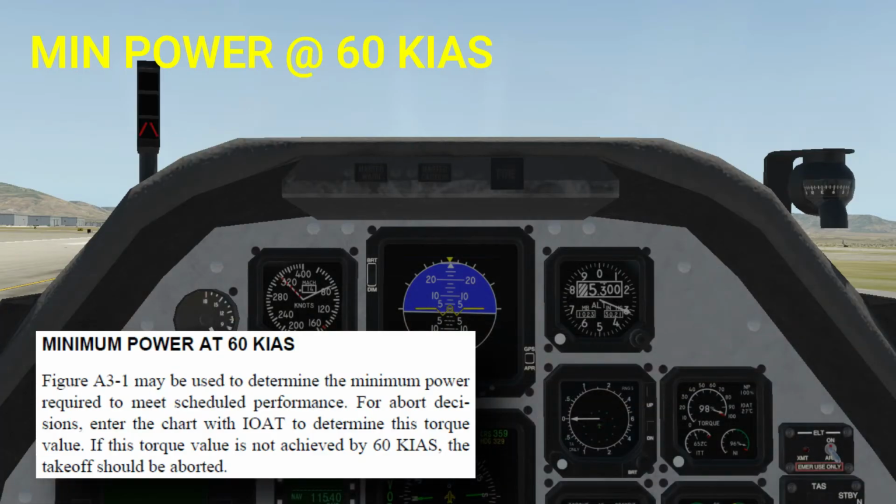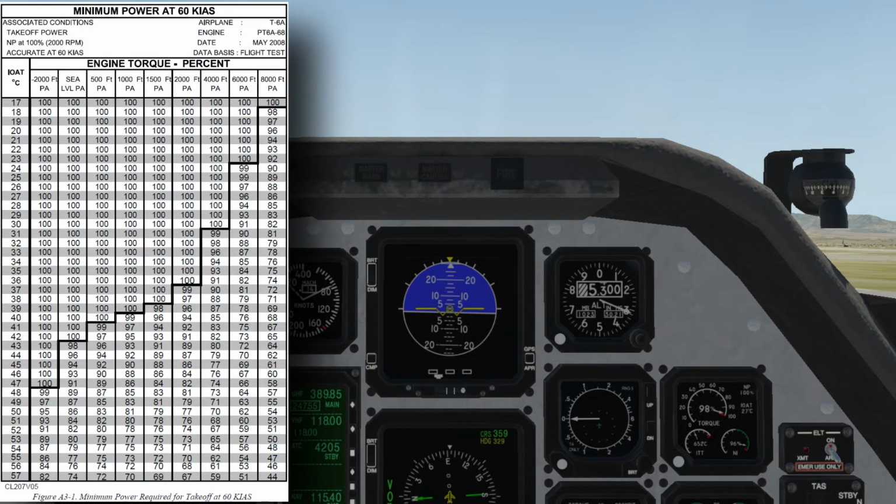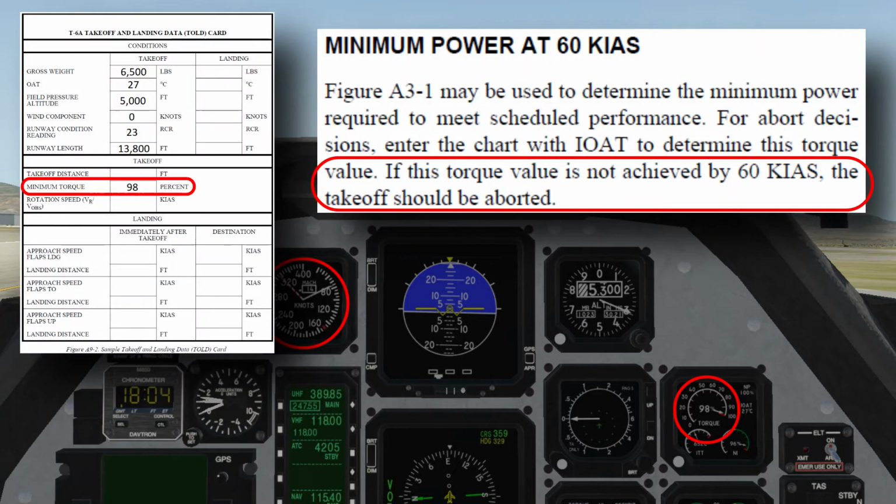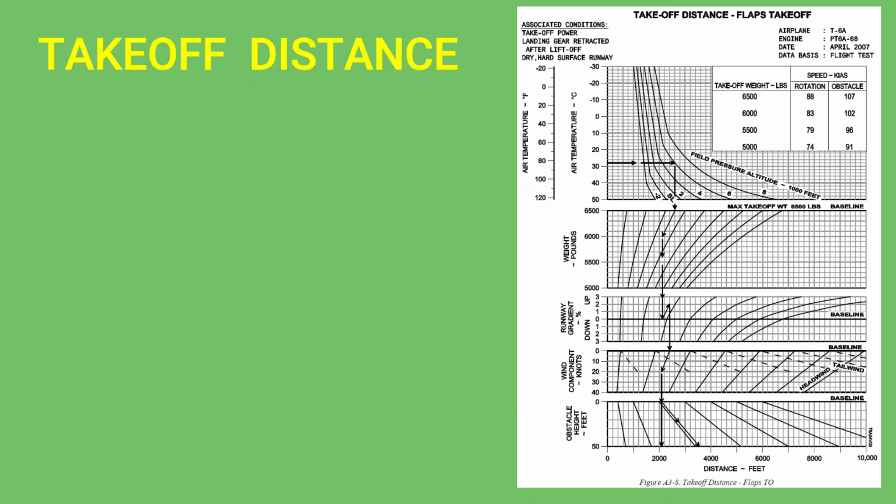In the T-6, torque output at 60 knots indicated is the primary indicator to the pilot if the engine is producing predicted performance. For abort decisions, enter the min power at 60 knots chart on page P7 of the abbreviated checklist with IOAT to determine this torque value. In this example, min torque at 60 knots indicated is 98%. If this torque value is not achieved by 60 knots indicated, the takeoff should be aborted. We'll now calculate our takeoff distance.